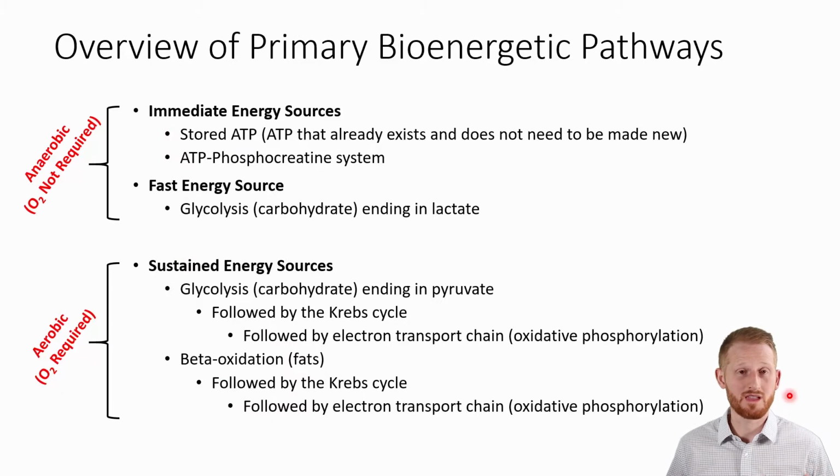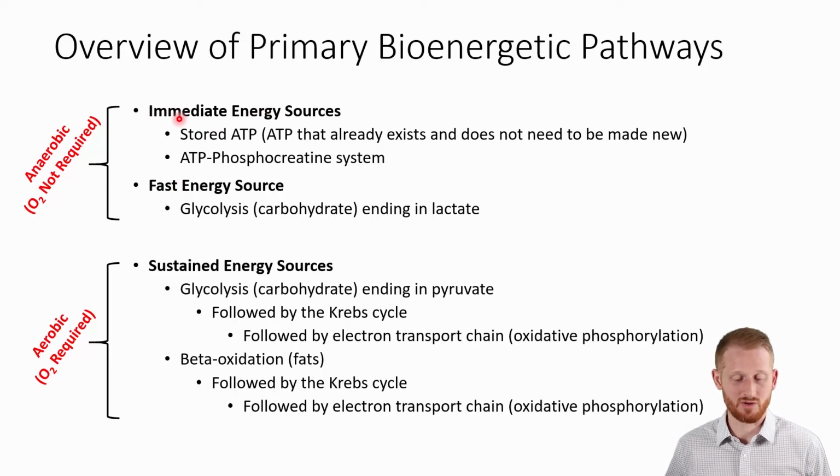So let's go over the basic bioenergetic pathways. And this is just a real brief overview. We're going to be going over each of these in more detail in later videos within this series. All right, so we're going to have some anaerobic processes. These are processes that don't require any oxygen. And we're going to have some aerobic processes, which are the ones that do require oxygen. So looking at the anaerobic processes first, we have immediate energy sources and fast energy sources.